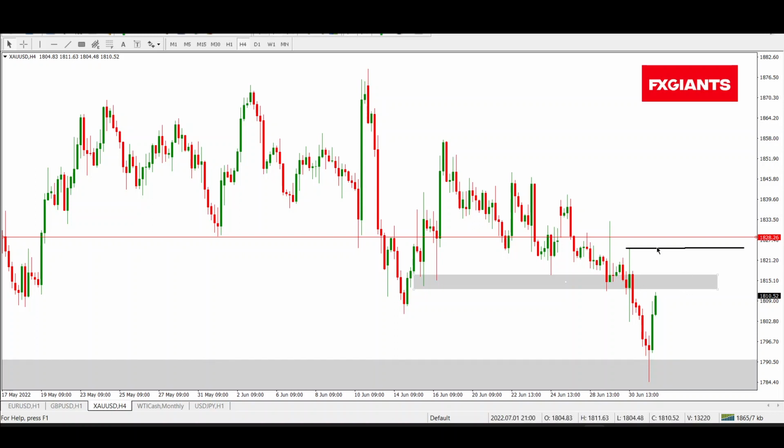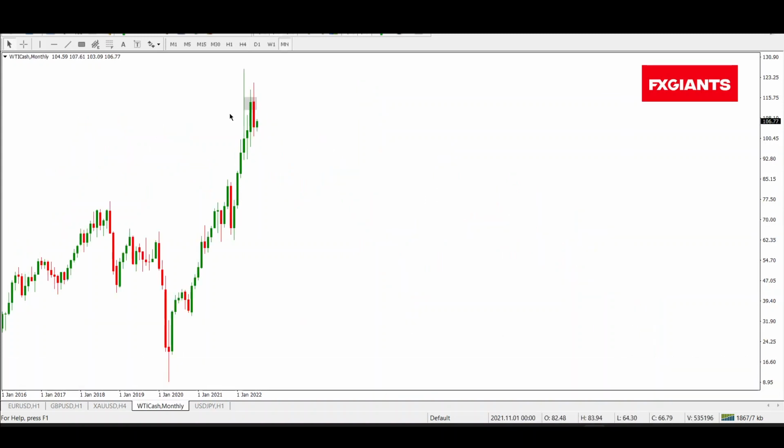But above all, as long as we don't break above this high marked out with this black line, price still looks bearish. But bear in mind that we have hit a major zone on the higher time frame, a major support zone on the higher time frame. All right, let's move to US oil and see what's happening there.